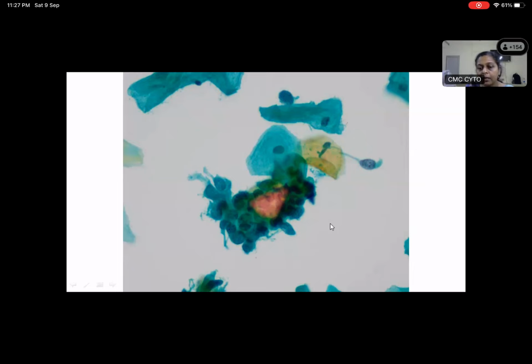Are you able to make out any cell borders, Ayushi? No, there is loss of defined cytoplasmic margins. Yes, so there is loss of the cytoplasmic margin. So it is where the architecture is lost. You're not seeing those well-defined cytoplasmic borders anymore.